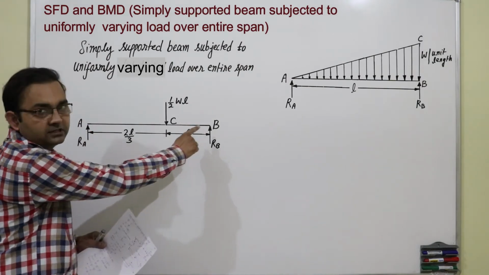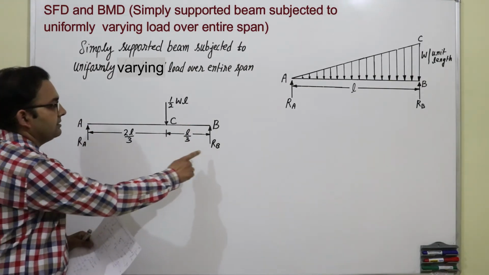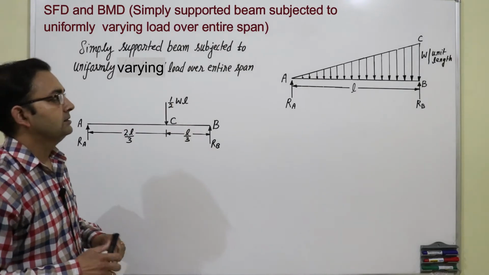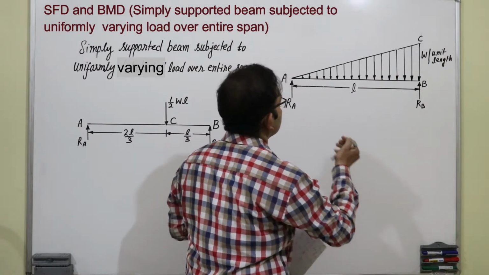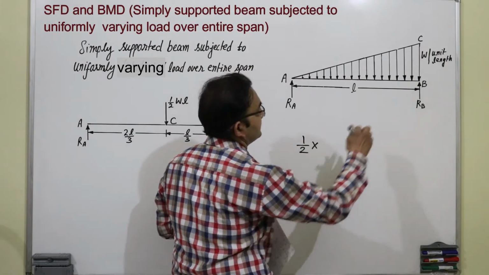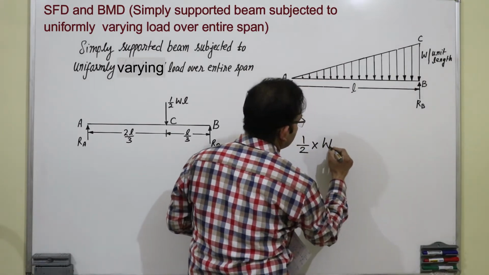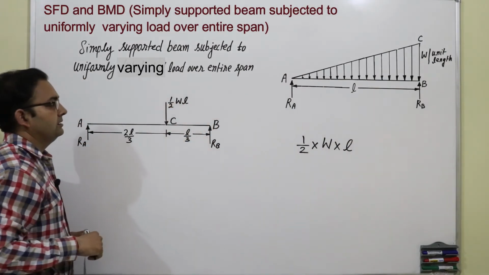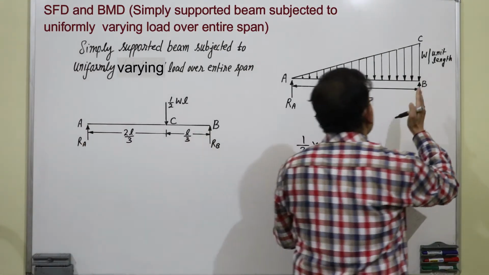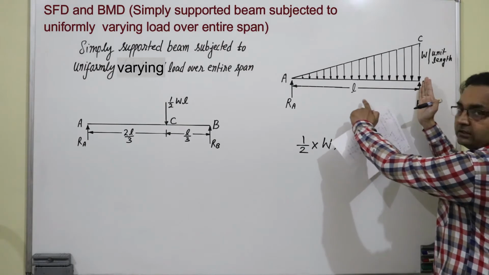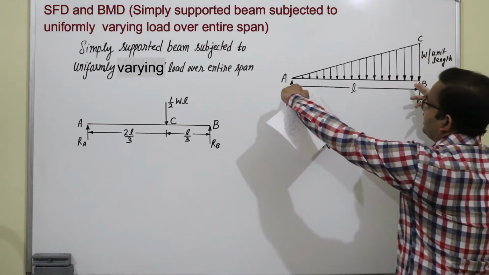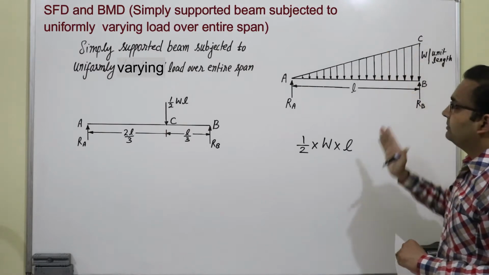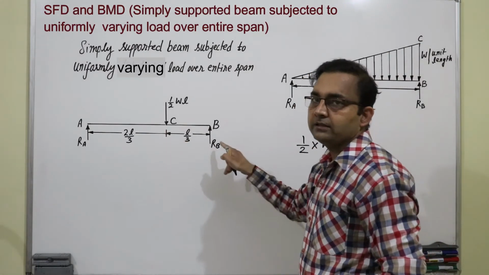So AB is a simply supported beam. You have to find RA and RB, and this is the point load which is half W into L. The area of the triangle is half, this is W base, into length. So it is half WL. Now this load will act at a distance of L by 3 from this end. Total length is L and from this portion the load will act at a distance of L by 3.